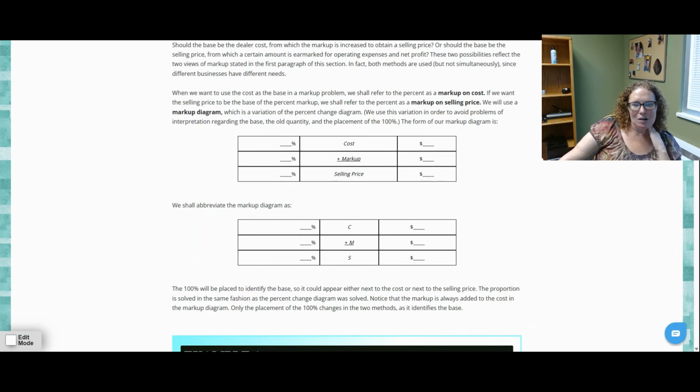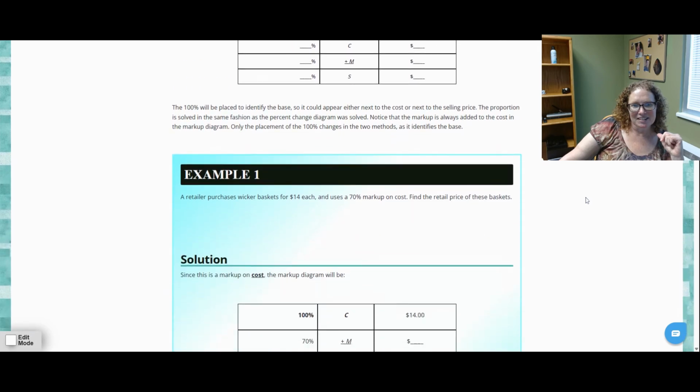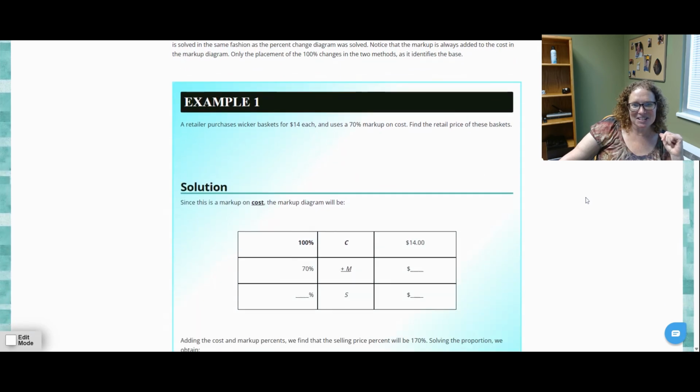In this one, we're going to talk about cost plus the markup equaling the selling price. So the 100% will be placed to identify the base. So it could be next to the cost or the selling price, depending on what we're actually looking for. So let's get into the first example.